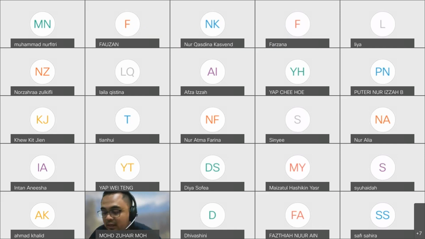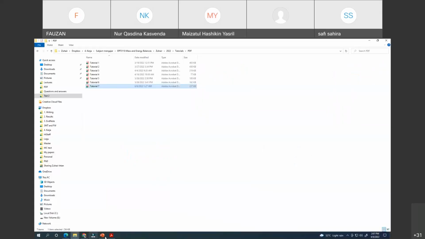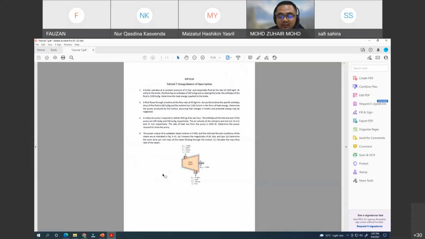Well, actually, the test will be only 1 hour 15 minutes only. So we start at 2, we finish by 3:15. And the venue is similar to the venue that we had our first test, which is at Dewan Peperiksaan 1. And the topic that will be covered is until the energy balance of the closed system. So until the tutorial last week lah.